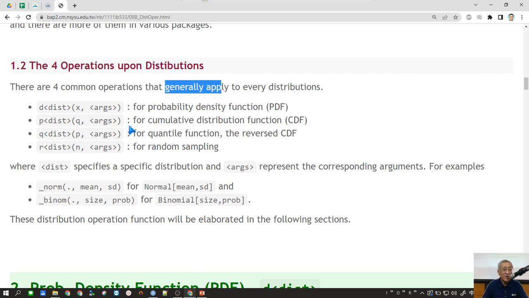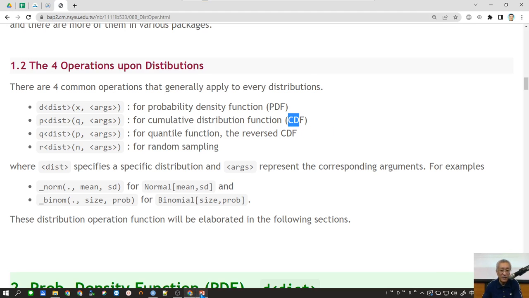Okay, so there are 4 common operations that generally apply to every distribution. There's a D function for probability density function, and there's a P function for CDF. The D function, given X, will return the density of X. And for the CDF, if you give it an X, then it will return the value of the CDF.